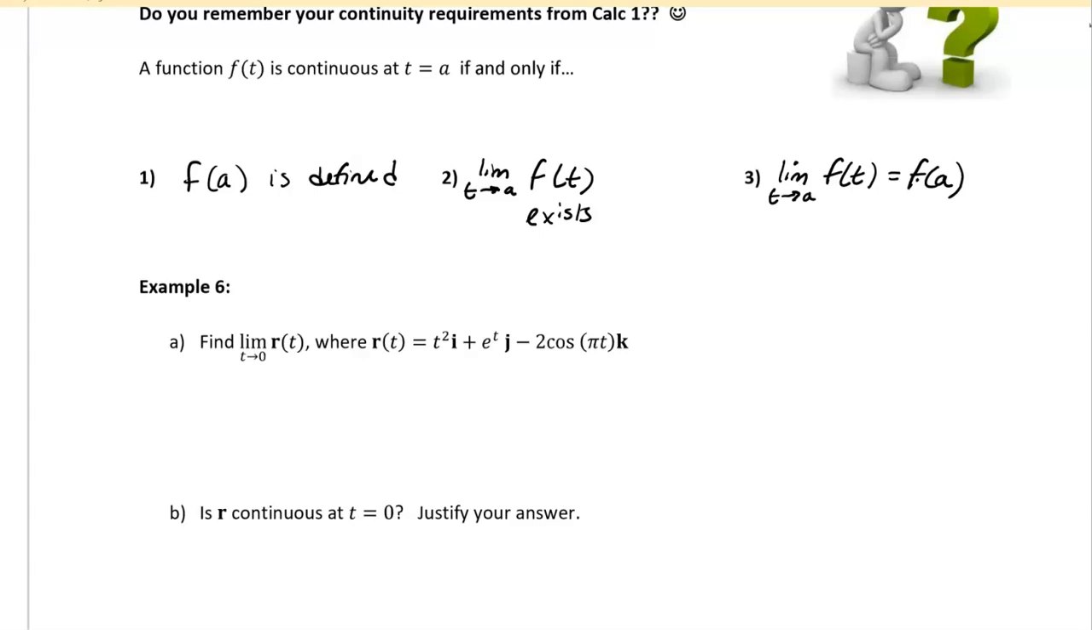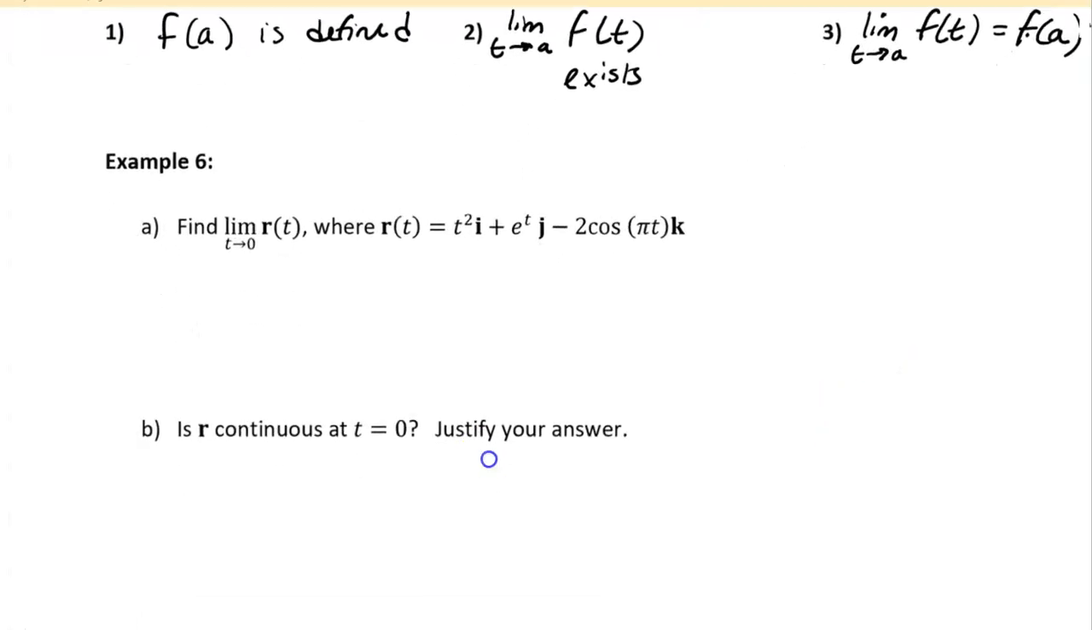So how do you prove if something is continuous? You find the value of the vector function at wherever you're trying to test for continuity. You find the limits of all the components and make sure that the limits of all those components equal the components of the vector where you plugged in a.